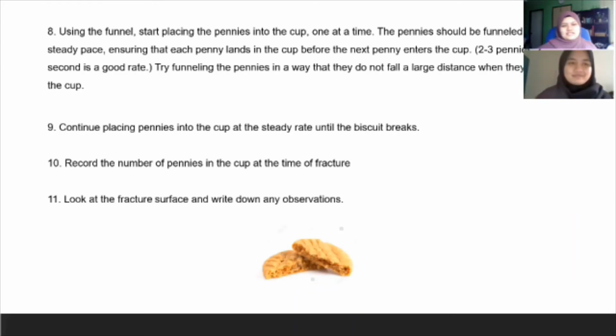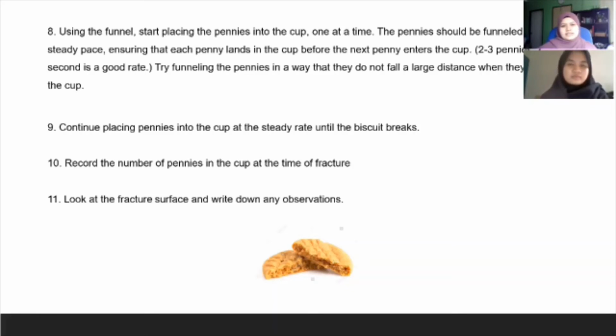Okay, next, using the funnel, start placing the pennies into the cup, one at a time. The pennies should be funneled in at a steady pace, ensuring that each penny lands in the cup before the next penny enters the cup. 2 to 3 pennies a second is a good rate. Try funneling the pennies in a way that they do not fall a large distance when they enter the cup.